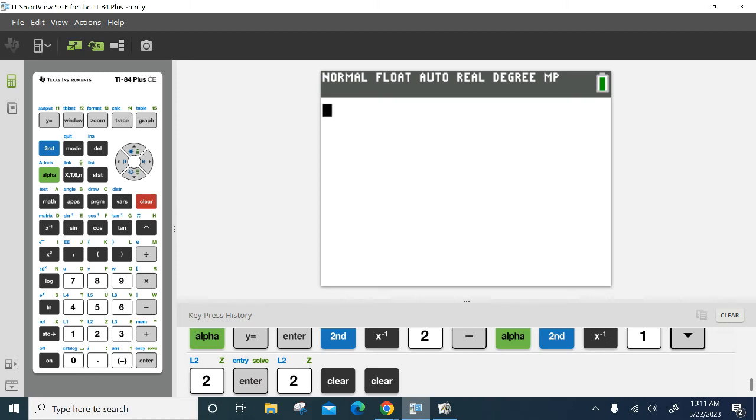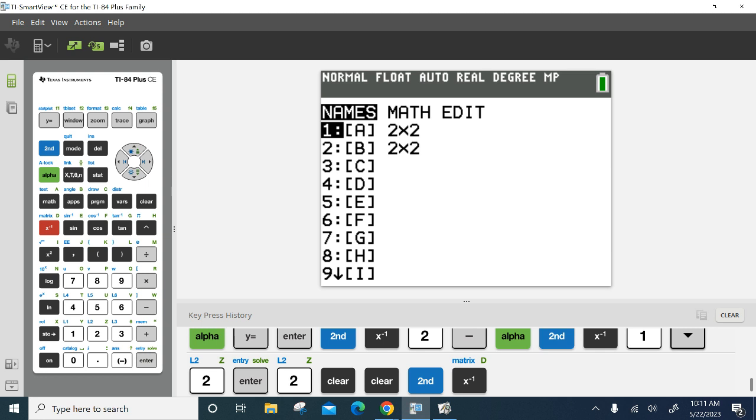1 button on the left-hand side. Everyone see that little word right above it? Matrix. Yep. All right, so everyone go to second x to the negative 1. Go over to edit. Scroll over to edit. That's how you build a new matrix.